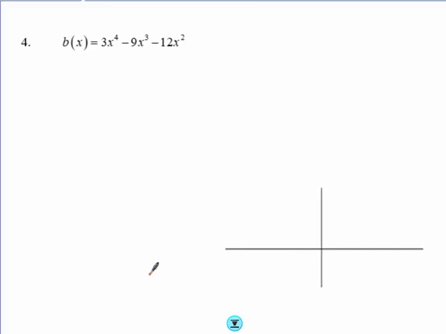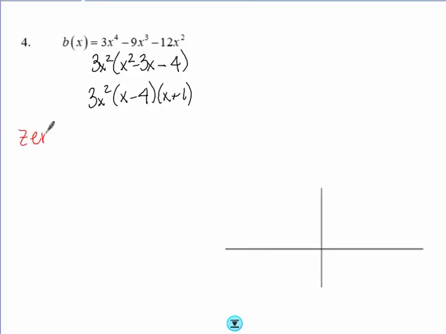For our last example, we have b of x equals 3x to the fourth minus 9x cubed minus 12x squared. I'm going to factor out my GCF of 3x squared. Then I'm going to factor my trinomial. If I set each of those factors equal to 0 and solve, I get that my zeros are x equals 0, x equals 4, and x equals negative 1.